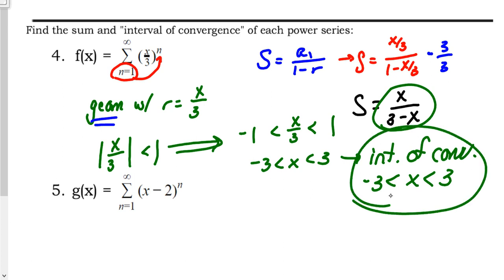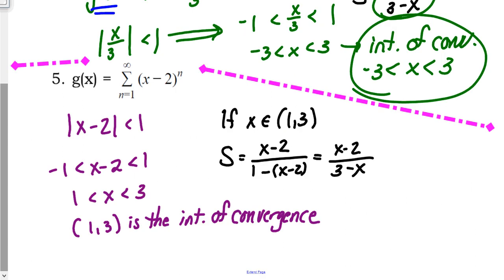Come back in a few. Okie dokie. So the purple writing is where I began. I said my constant ratio is x minus 2. That's what I'm multiplying by over and over again. I sandwich that in between -1 and 1. I solve the inequality, which means isolate the x.